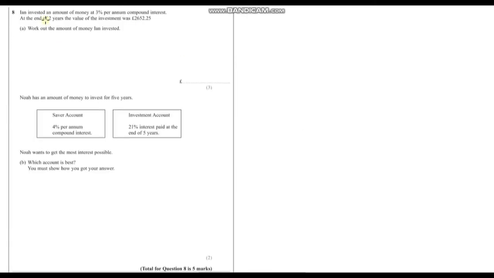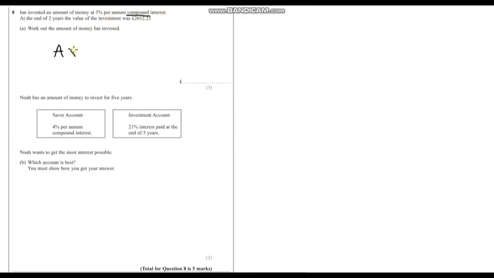Question 8. Ian invested an amount of money at 3% per annum compound interest. At the end of 2 years, the value of the investment was £2,652.25. Work out the amount of money Ian invested. So let's say that the amount of money that Ian invested was just A. And he invested that money for 2 years at 3% per annum compound interest.